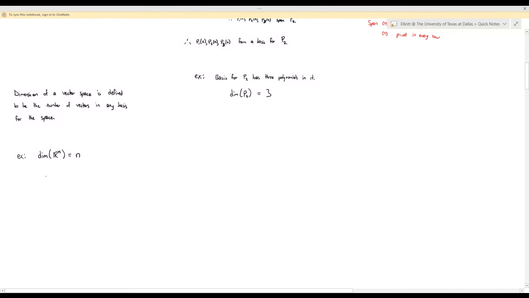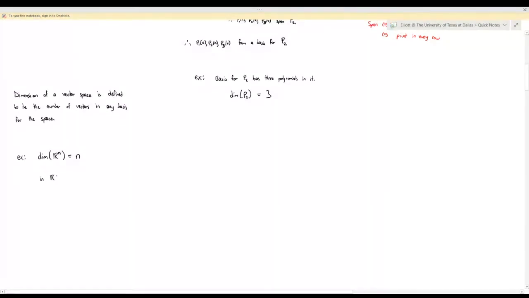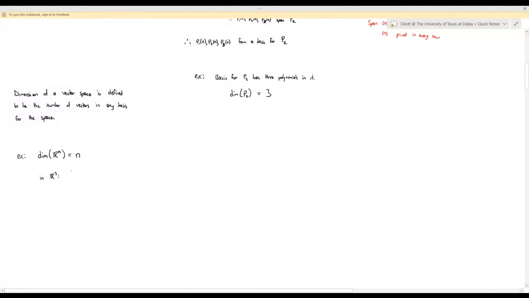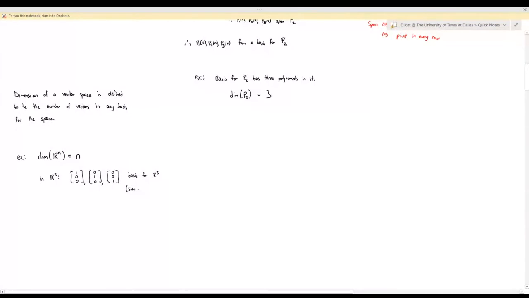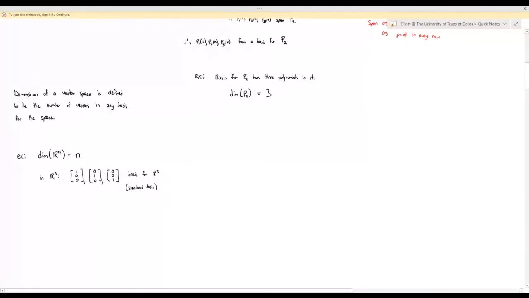As an example, in R3, these three vectors, (1, 0, 0), (0, 1, 0), and (0, 0, 1), form a basis for R3. They call this the standard basis. Similarly in Rn, if you take the vectors that have a 1 in one entry and 0 everywhere else, these are just the columns of the identity matrix, and these vectors will form a basis. So there would be n vectors in this basis, and therefore the dimension of Rn is equal to n.